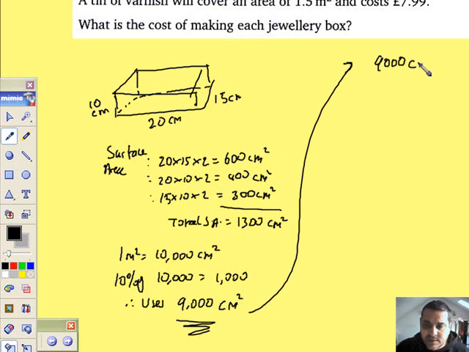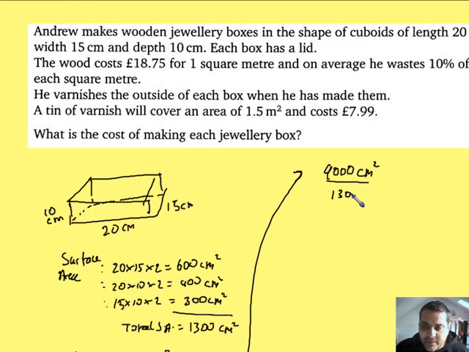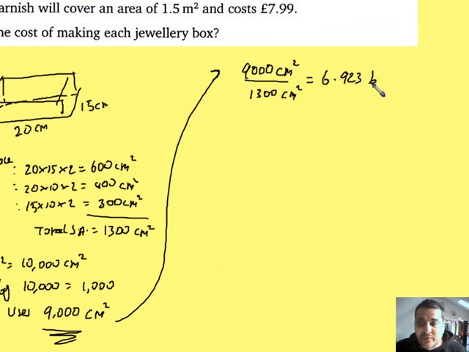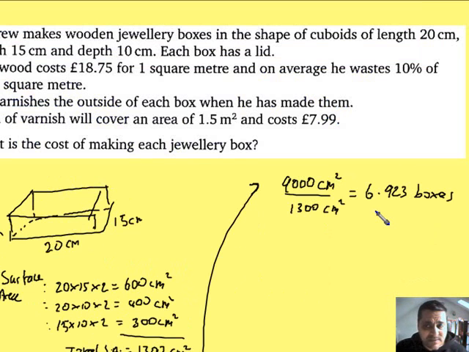So what I'm going to do is take my 9,000 centimetres squared of wood and divide that by 1,300, because I know that's what it takes to make one box. I've done the calculation earlier, so I'm just going to work from my calculation here. That will give me 6.923 boxes. Now let's just negotiate here. You can't have 0.923 of a box. You either have 6 boxes or you have 7 boxes.